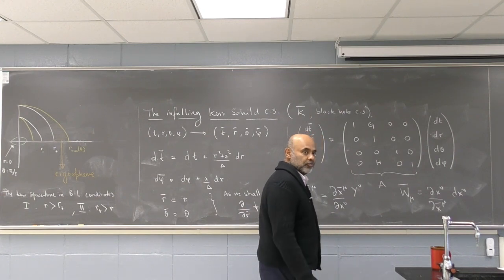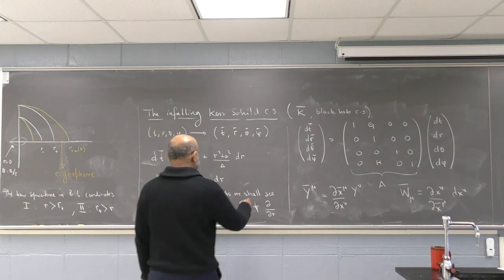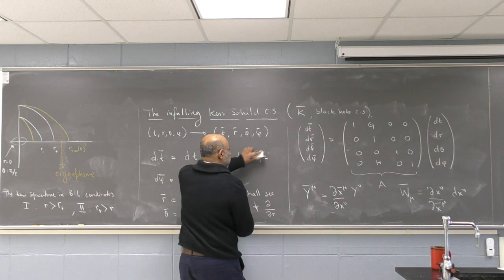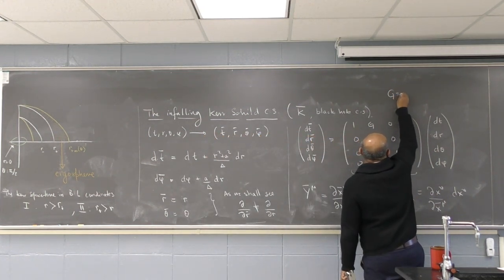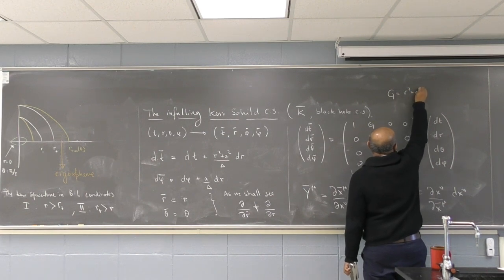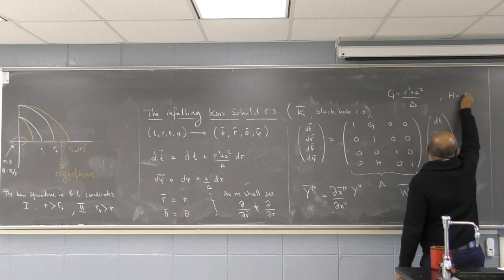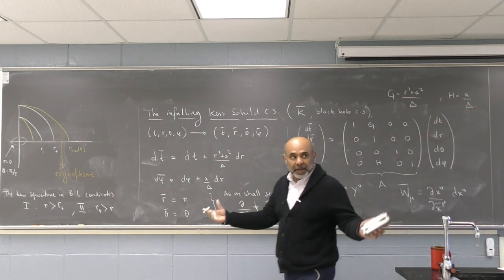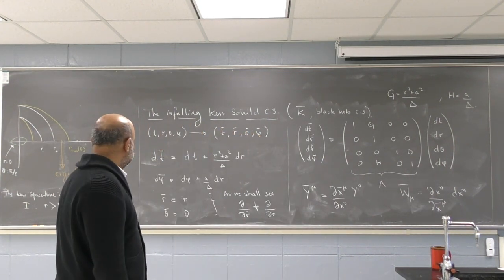So in particular, vector fields transform exactly with these matrices. Write down G and H. Oh, I didn't tell you what G and H are. You can guess. What is G? Let me write it. So over here, G is r squared plus a squared over delta, and H is a over delta. The resulting spacetime, whatever it is, we call K bar.